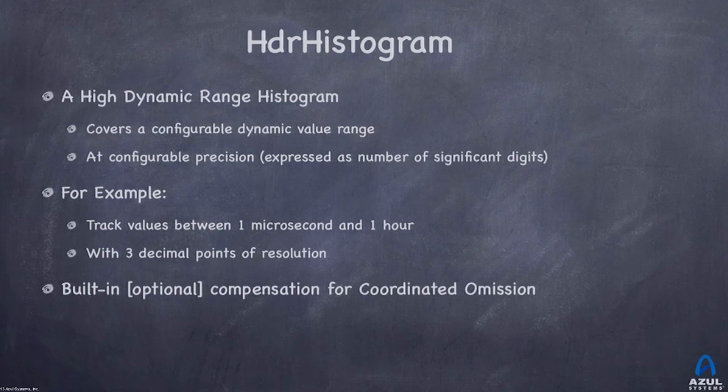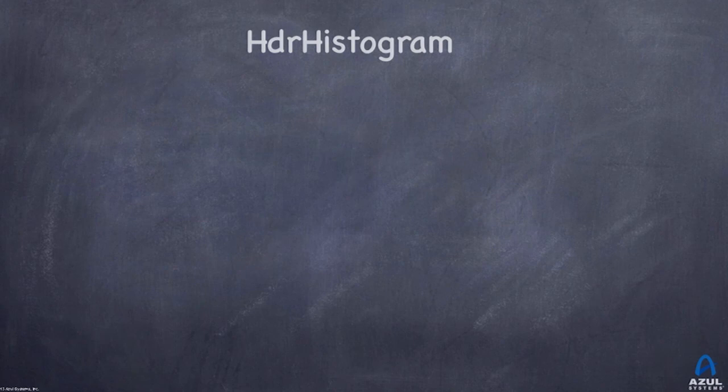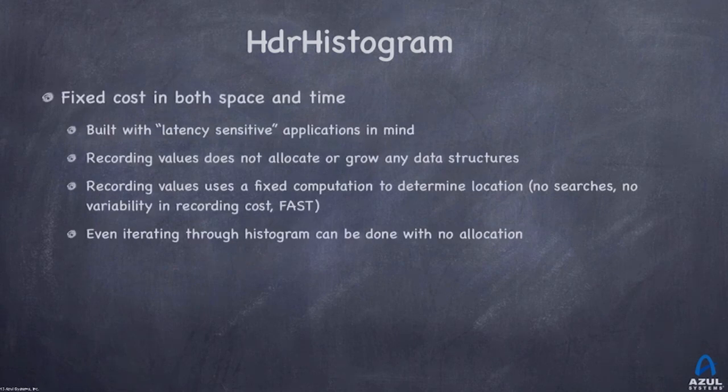Internally, by the way, it comes with an optional coordinate omission corrector. So you could just tell it what the expected interval is as you record, and if you tell it what the expected interval is, it'll create that linear interpolation for you. That's how I do these corrections. It's open source, as I said before, it's actually public domain.